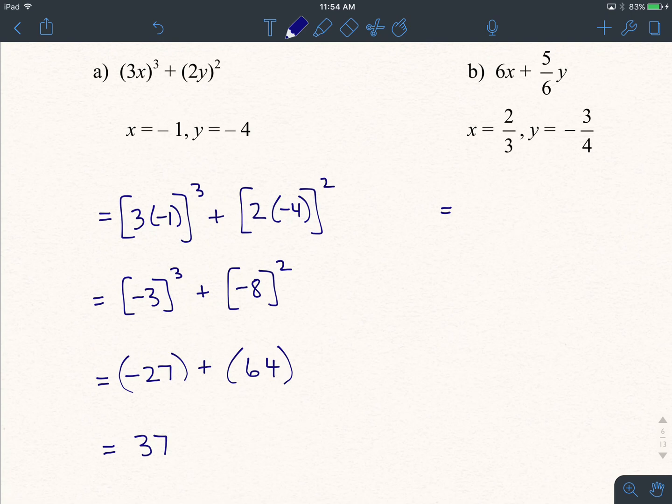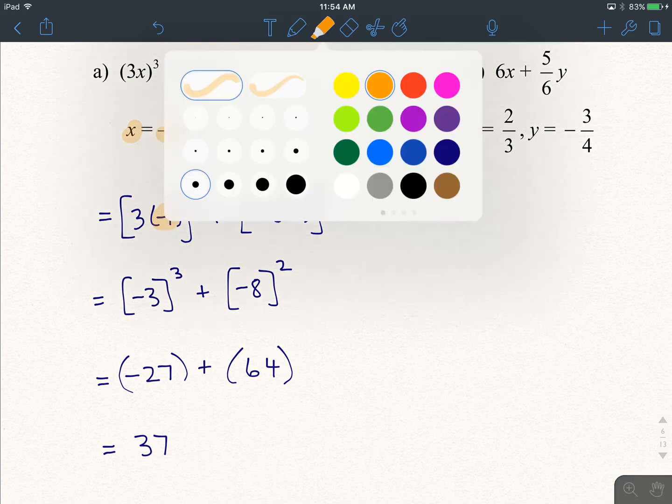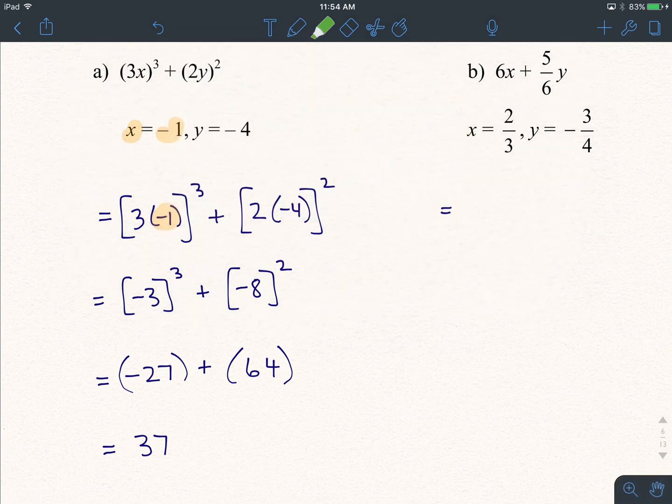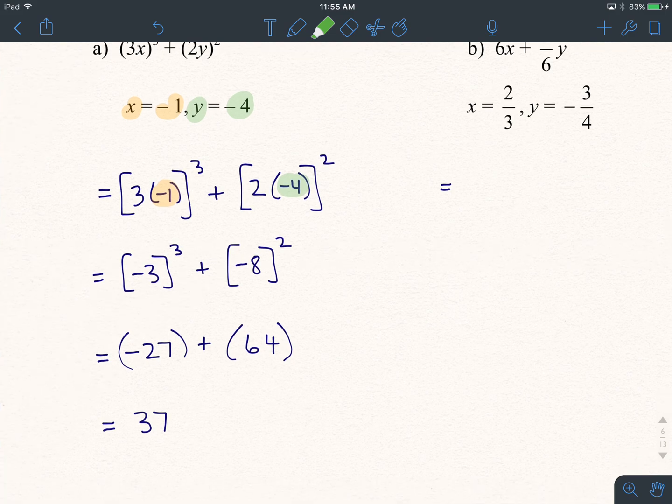We're going to start, because there's no simplifying that can be done here, by substituting in directly. So in the place of every x, let me grab a highlighter here, I'm going to be putting in a -1, which I did here, and in the place of every y, I will be putting in a -4, which I did here. At this point, we are going to simply evaluate as we did before. We'll deal with the brackets first. So 3 times -1 gives us -3.